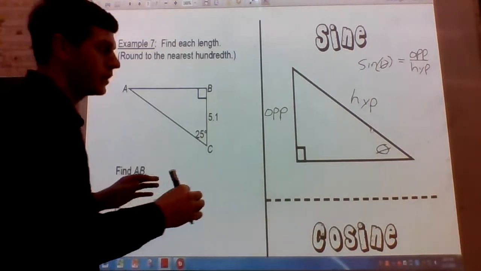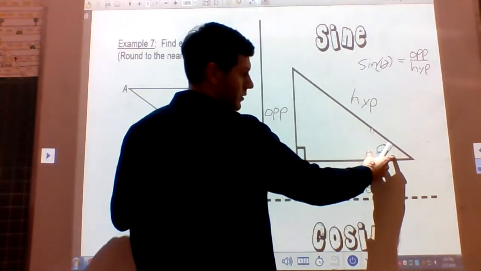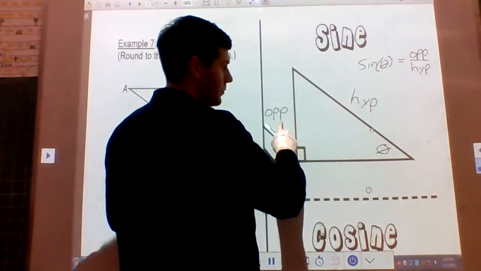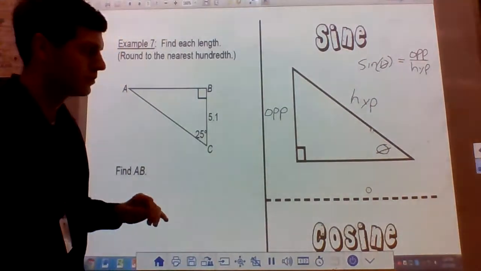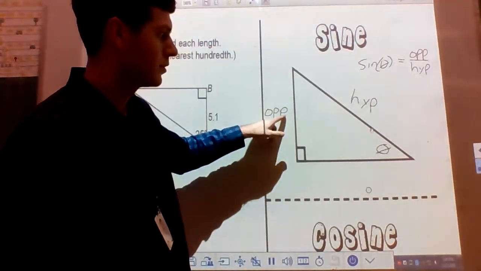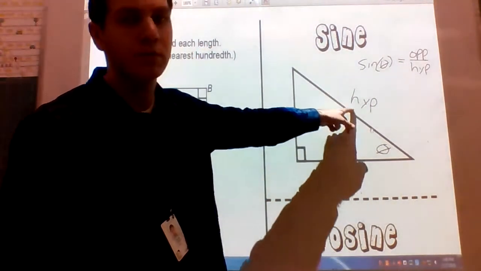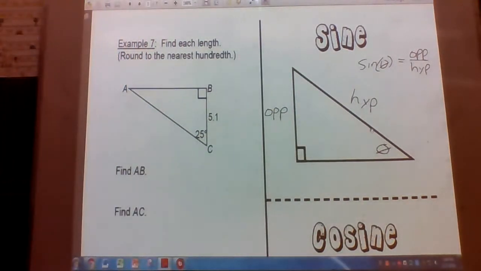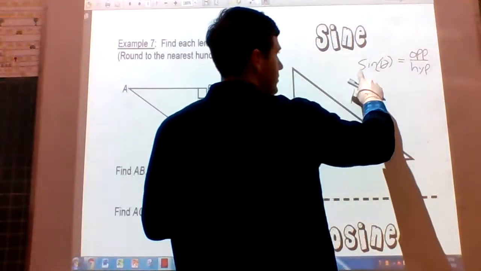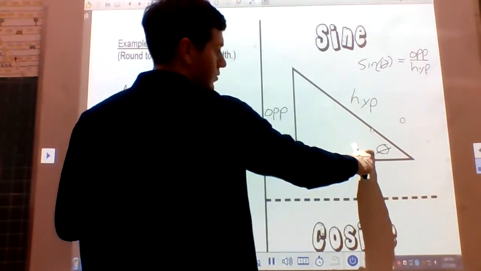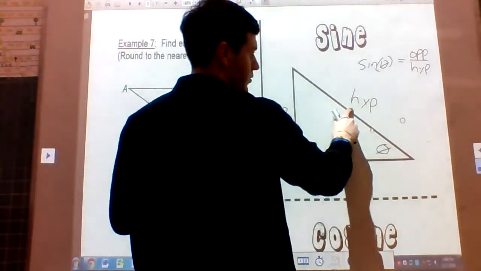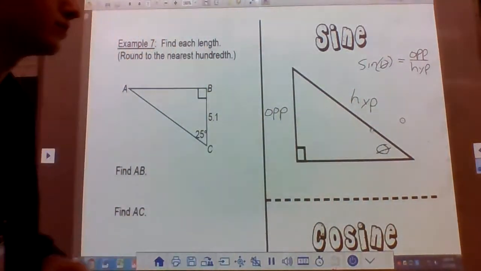So here's our angle theta. We take the sine of theta, right? It's going to be equal to the opposite side over the hypotenuse. The opposite side is across from the angle we're talking about, and the hypotenuse is across from the right angle. Okay, so we used the mnemonic in class, SOHCAHTOA. Sine is opposite over hypotenuse. So SOH: sine is opposite over hypotenuse. Across from theta is the opposite side. Across from the right angle is the hypotenuse.